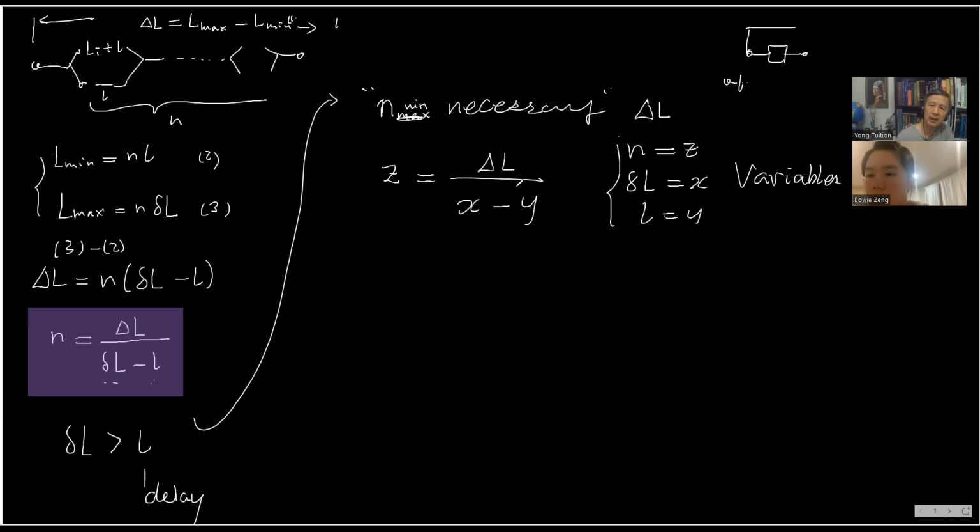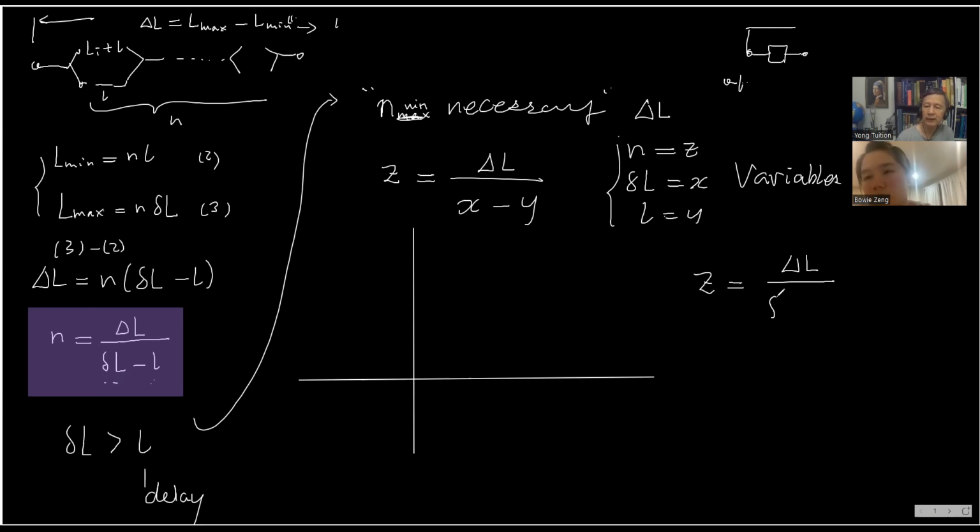Now, question, can we draw this graph? You know how to draw this graph? No. But it has three variables though. Well, you see, if we just fix one, what can we do? So you can draw two diagrams. Okay, one is, can we just fix this delta L first? Can we draw this diagram? If this is Y, how can we draw this diagram?